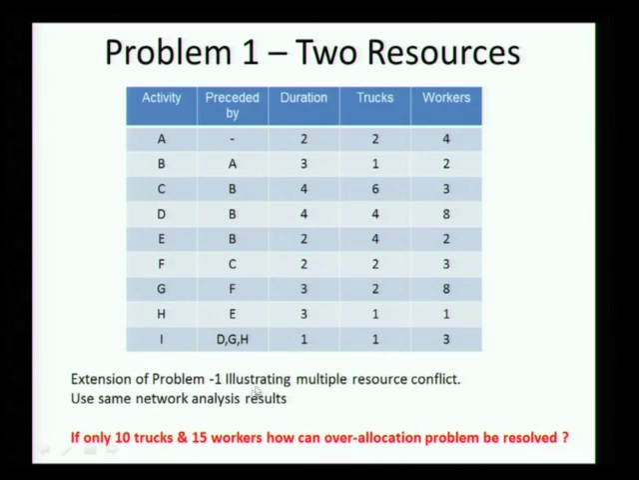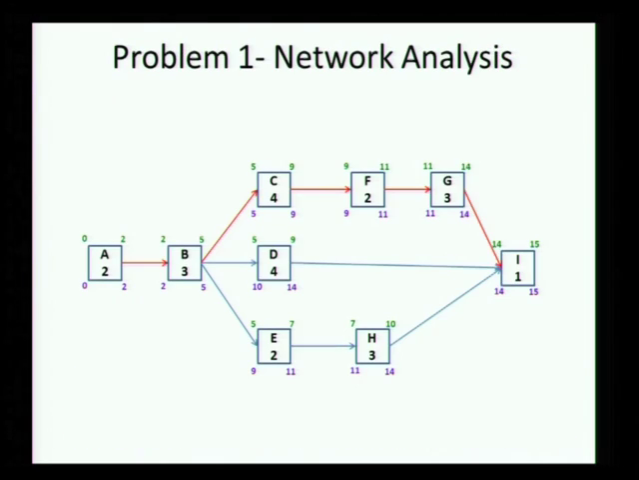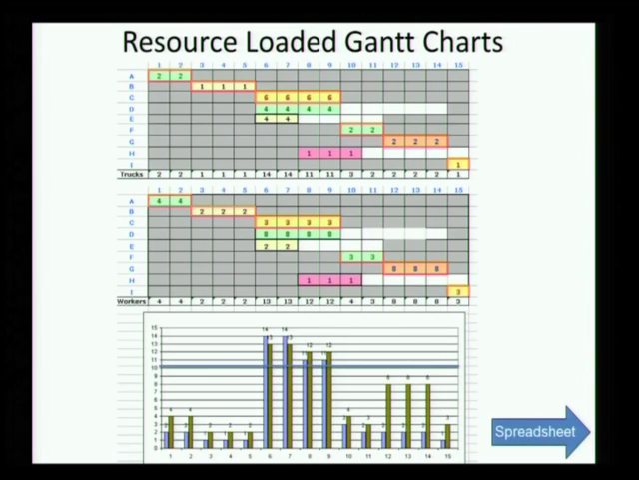Now we are going to look at multiple resources and the possible conflicts multiple resources can cause. I am limiting now to the same 10 trucks but 15 workers. Remember, this was the network. Okay, and I am going to the spreadsheet. So this is the resource loaded Gantt chart.